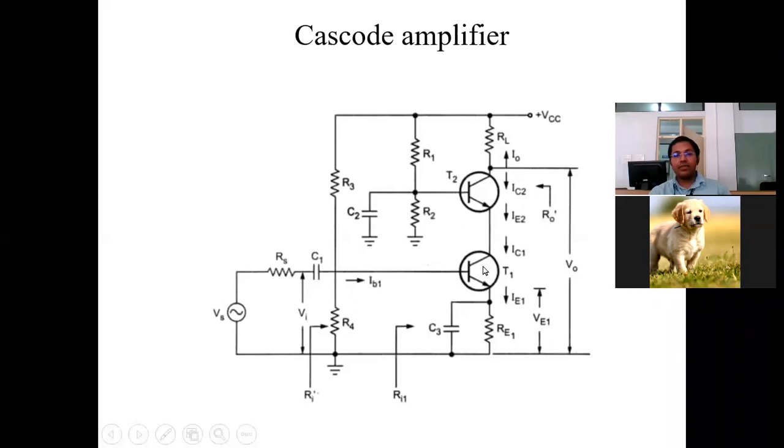Another one, this is your bypass capacitor. Why bypass? For AC, this capacitor acts as a short circuit. So AC current will flow through the capacitor. It will not take the resistance. It will flow through the capacitor and bypass the resistance, hence bypass capacitor. Clear? So, we have explained the circuit.